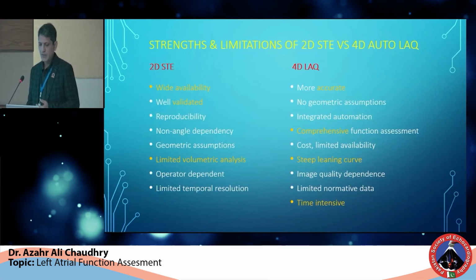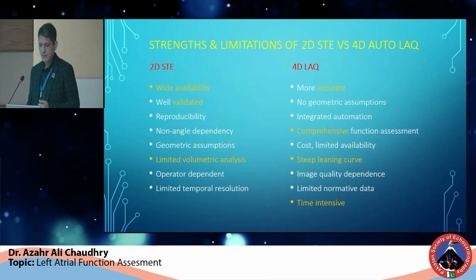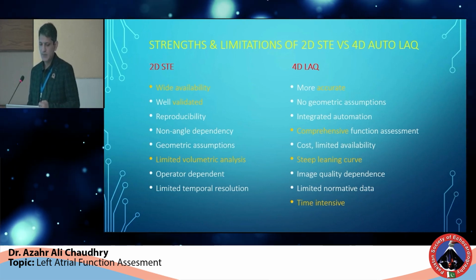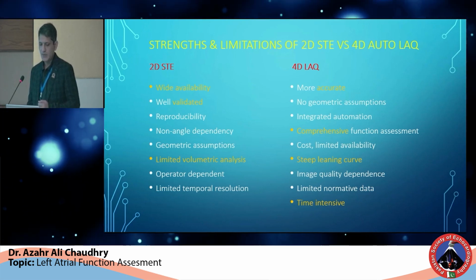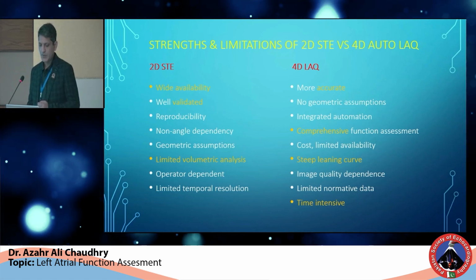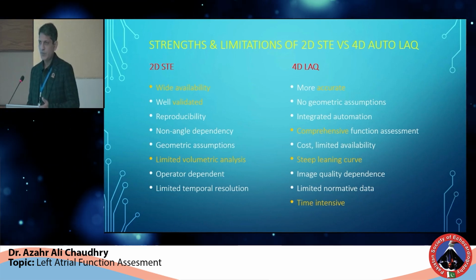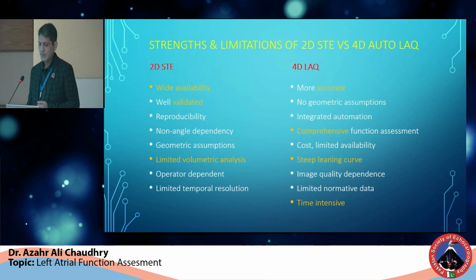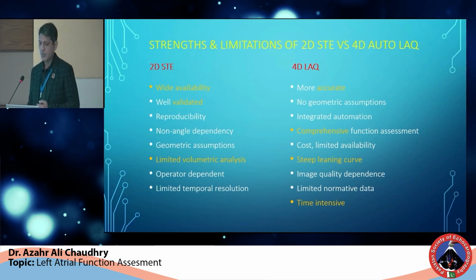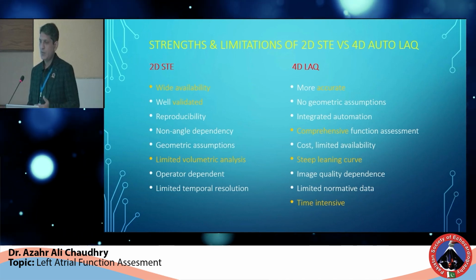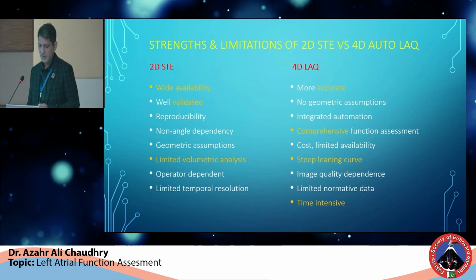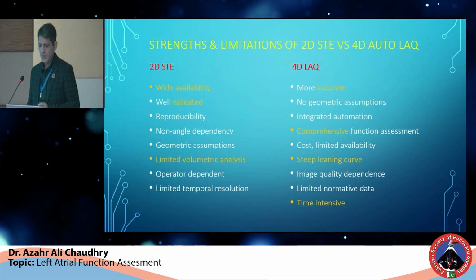So 2D has its own strengths, including the wide availability, validation in multiple studies, and reproducibility, but it also has operator dependence and requires good image quality. 4D is more accurate. There are no geometric assumptions in the 4D LAQ. It is more comprehensive, but the cost, limited availability, and steep learning curve are the limitations of this new imaging modality.